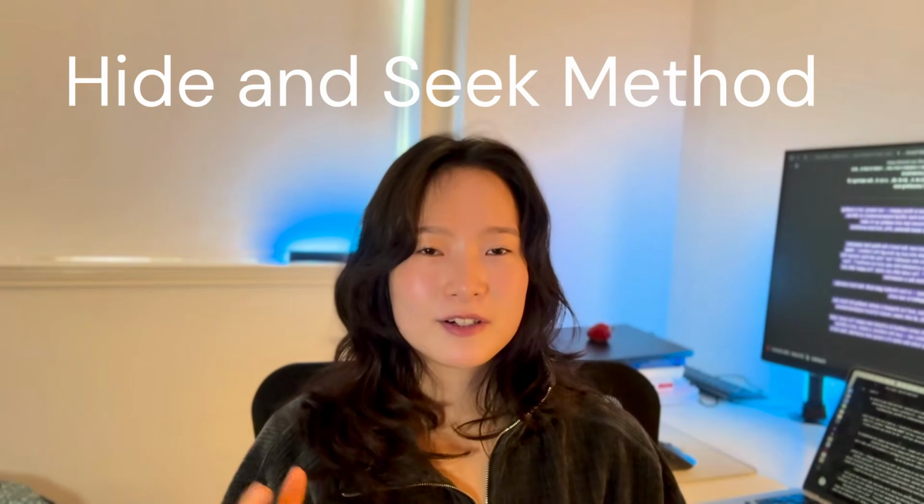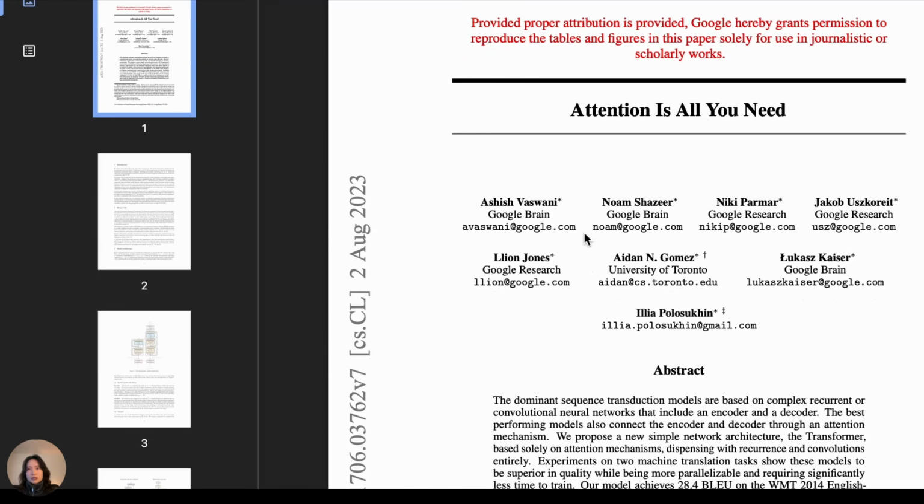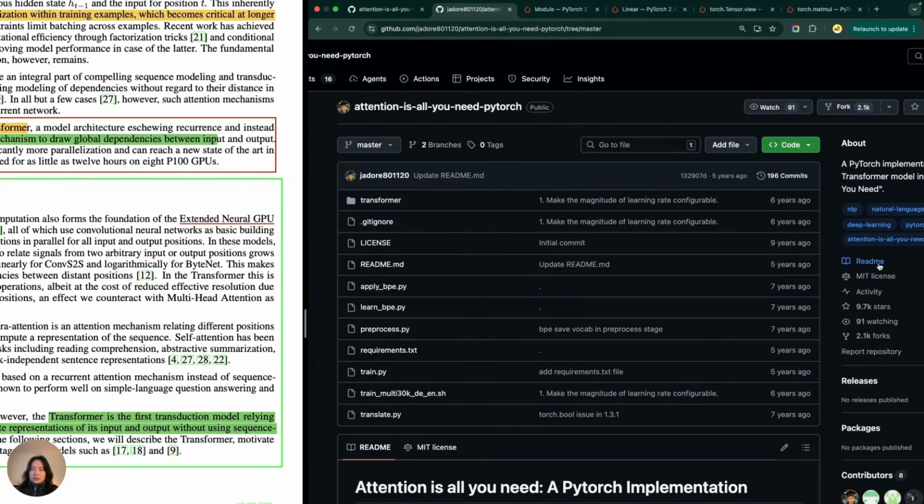The method that I've used to cook this recipe is called the hide and seek method. It will make complete sense in 60 seconds, and let me show you what it exactly is and how I implement it. Today we're going to dive into the example using the Attention Is All You Need PyTorch implementation. The Attention Is All You Need paper was originally written in TensorFlow, but other contributors have written this brilliant PyTorch code. This repository has about 2.1k forks and 9.7k stars, which means that it is legit and many people have used and replicated this code.